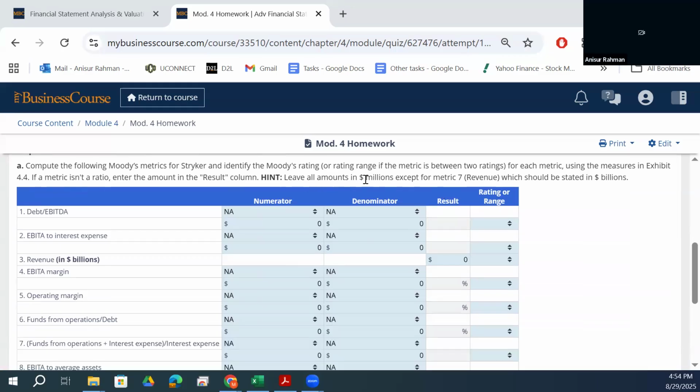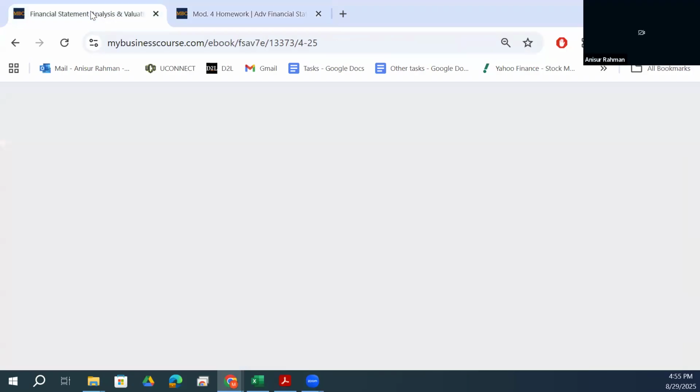Leave all amounts in millions of dollars except for metric 7, revenue. Revenue is actually metric 3, so that is a typo, and it should be stated in billions. So first of all, what is Exhibit 4.4? We have to go to the textbook for this.